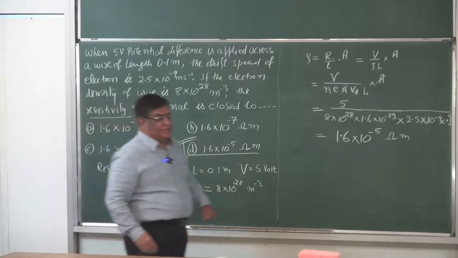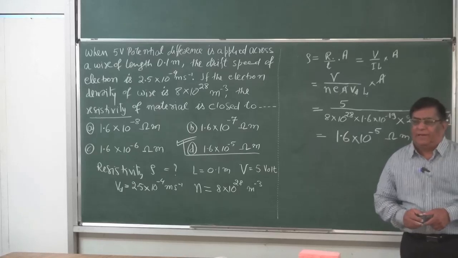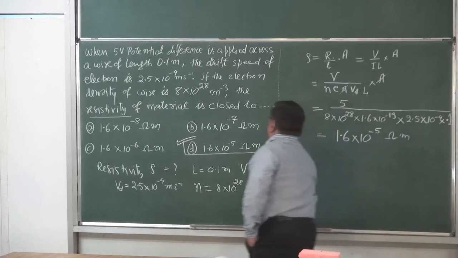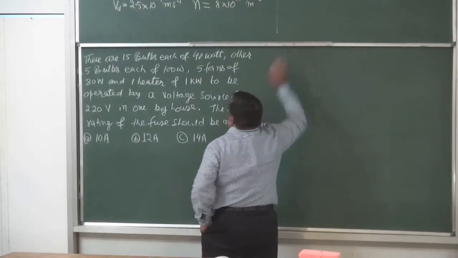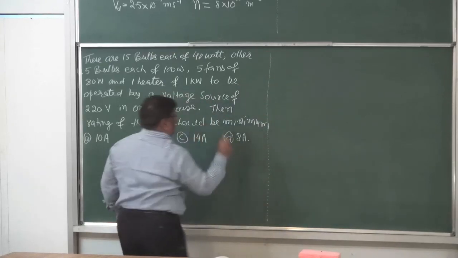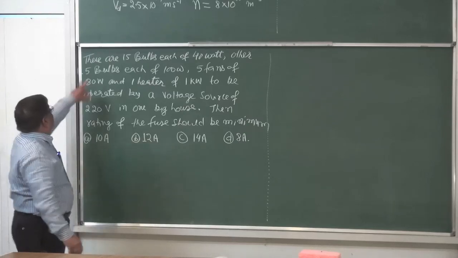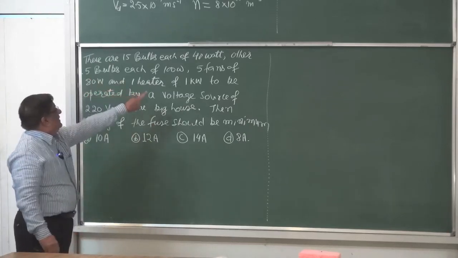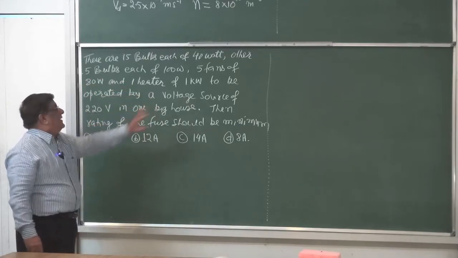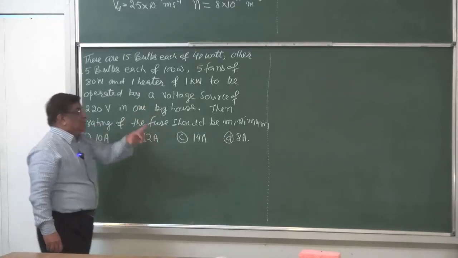Okay, now let's come to the next question. It was a very simple one. You have done many questions of this type. The next question we take is, there are 15 bulbs, each of 40 watt, other 5 fan, heater, operated by a voltage source of 220 volt in one house. Then the rating of the fuse should be this, this, this, this.